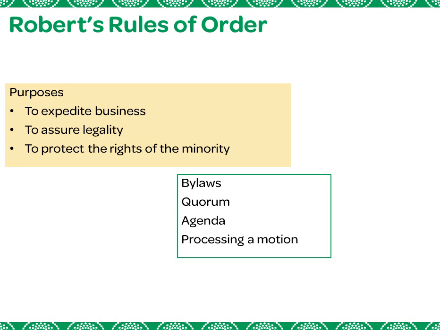Bylaws comprise the highest body of rules of an organization. We will look at GSSI's bylaws shortly in some detail. Quorum is the number of voting members who must be present for business to be transacted legally. Agenda is simply the prescribed order of business. We will be reviewing the typical elements in the agenda for GSSI's annual meeting.